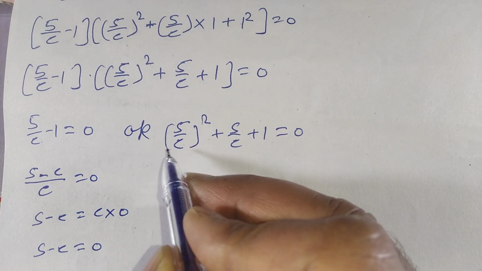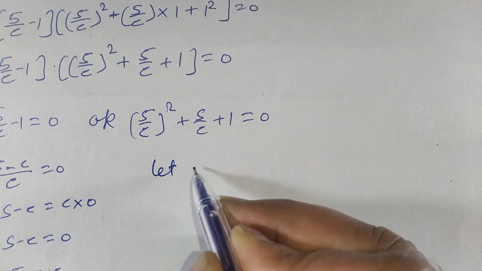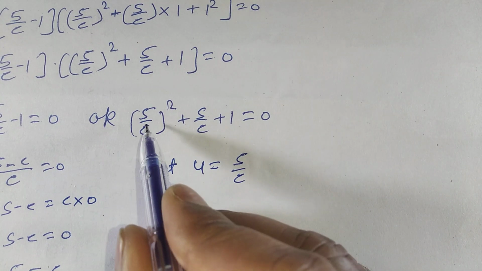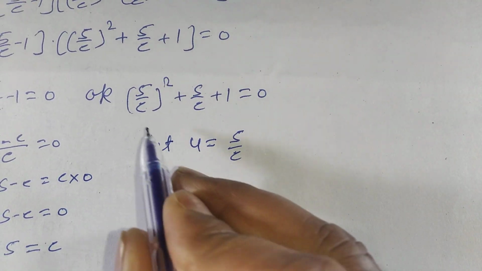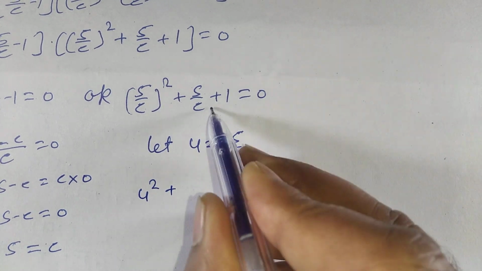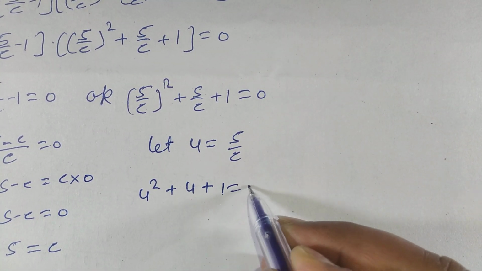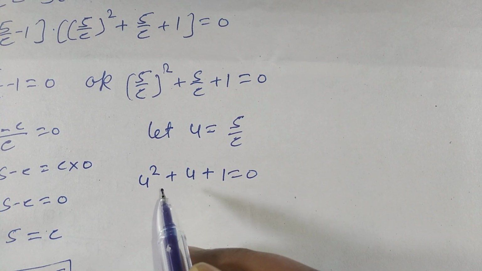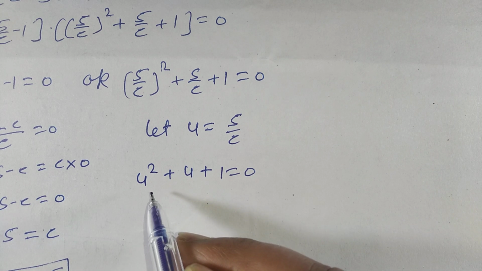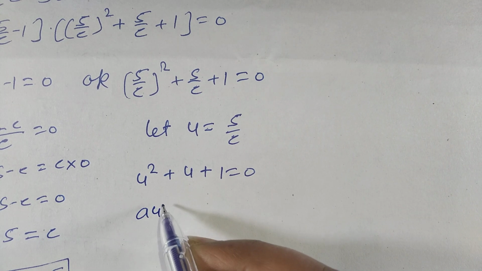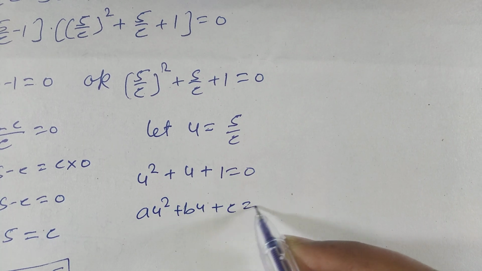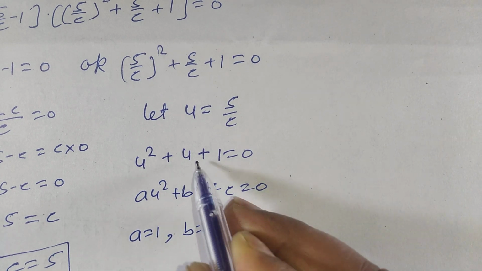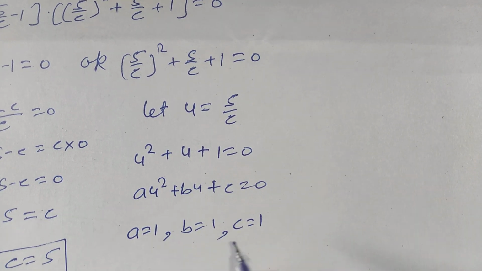On solving this part, let u is equal to 5/c. Putting the value of u equal to 5/c here, we get u square plus u plus 1 is equal to 0. This is a quadratic equation. On comparing with the normal form au square plus bu plus c is equal to 0, a is equal to 1, b is equal to 1, c is equal to 1.